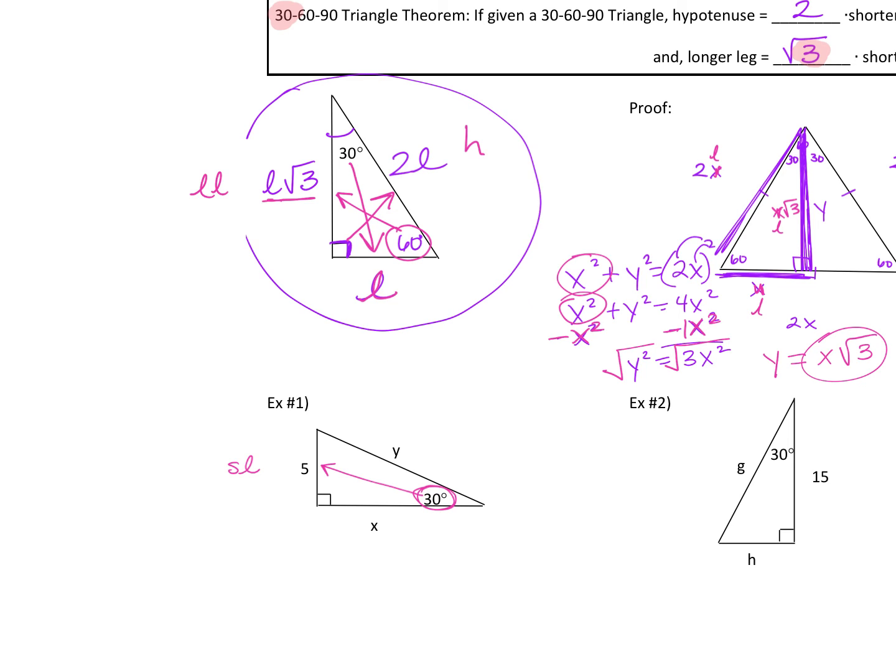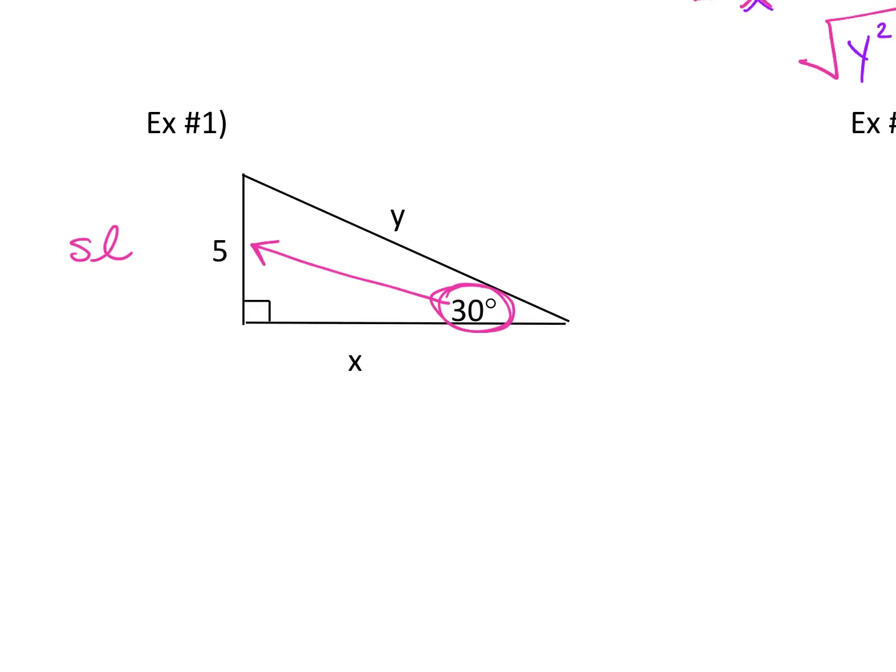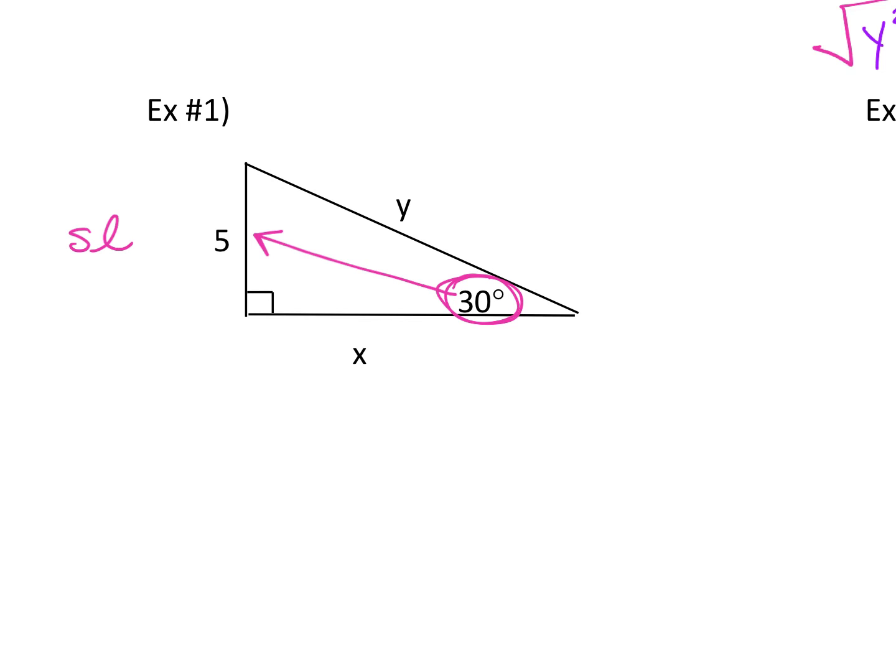So just make sure you're keeping straight. It's not like the bottom one is always my L. L is always across from 30. So in this picture, this right now, 5, is representing my L. Okay, this is my L side. Can anyone tell me the length of y?